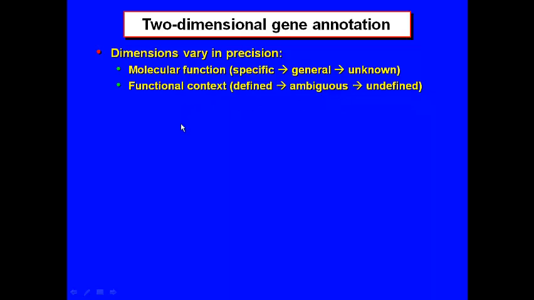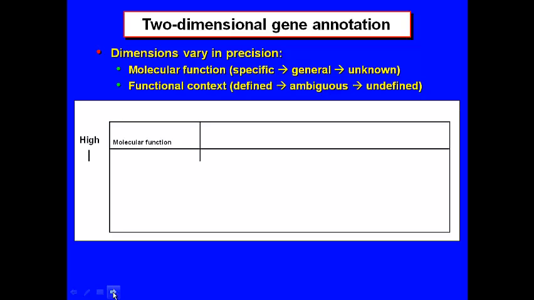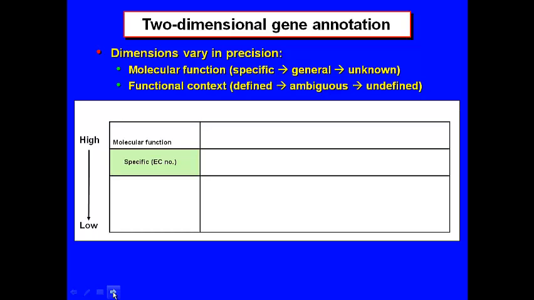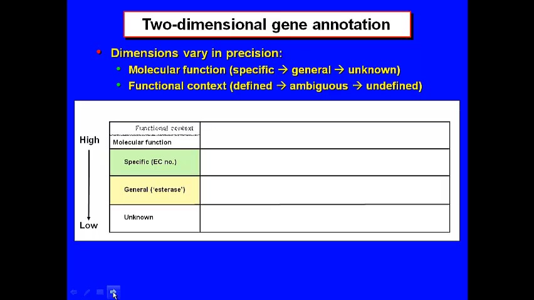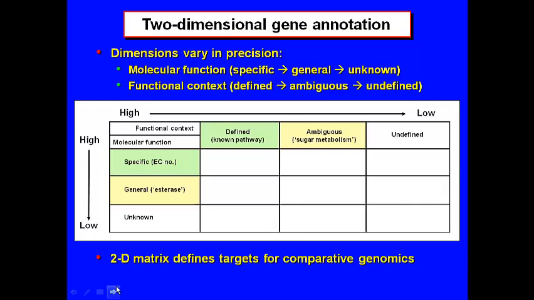And you can plot a kind of matrix in which you plot molecular function here from high to low precision, with a specific molecular function at the highest level with an EC number, a general function like esterase or GTPase or oxidoreductase, and then unknown. And similarly, for the dimension of functional context from high to low, you could have a defined pathway, and have a general area of metabolism, which is ambiguous, or you can have an undefined situation. And this 2D matrix of the two dimensions of gene annotation defines the targets for comparative genomics.